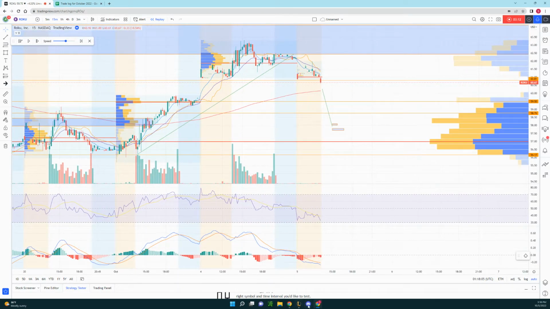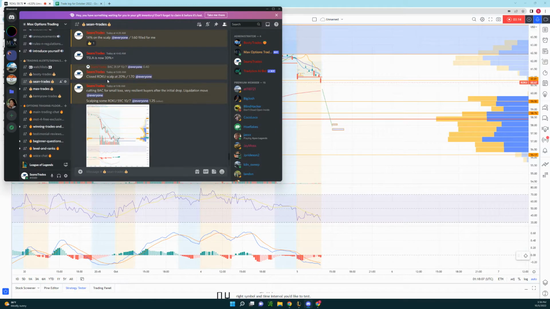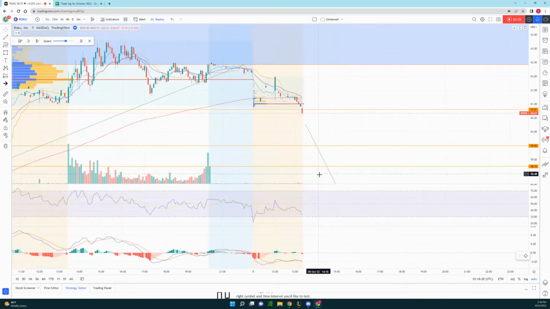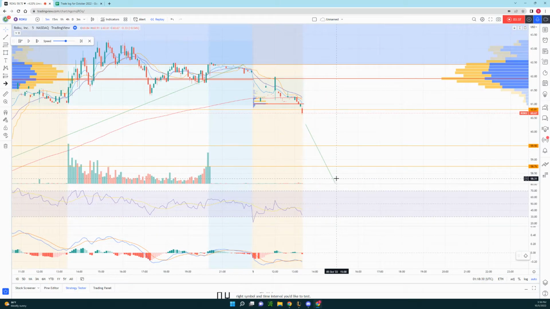So, looking at the Discord, I called out scalping Roku 59 call weeklies, got filled at $1.25. I typed that out at 5:21 a.m. I live in Honolulu for those who don't know. 5:21 a.m., which is going to be right around... oh, it's a 15 minutes. All right, let's go to the 5. Yeah, so right around 5:21, right around this area.